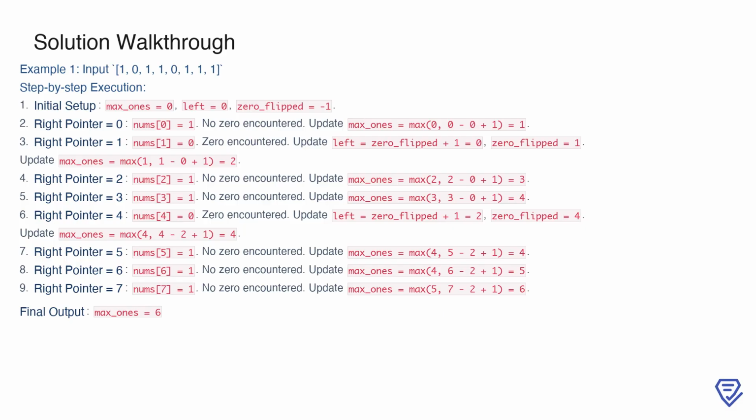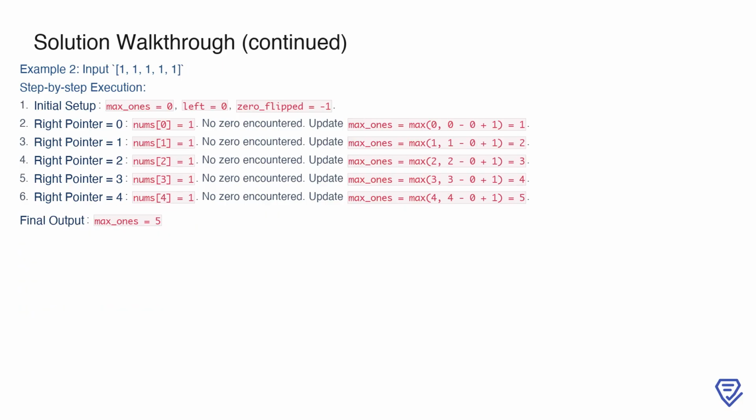As we continue to process the rest of the array, encountering 1s at indices 5, 6, and 7, the window expands, and max_ones increases to 5 and finally to 6. The final result for this example is max_ones equals 6. Now, we move on to the input array 1, 1, 1, 1, 1.